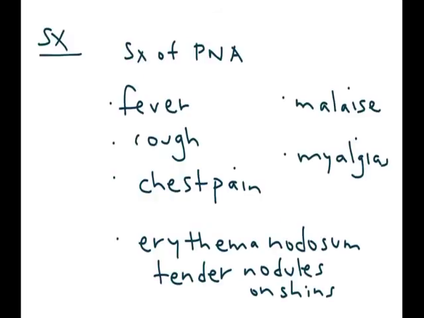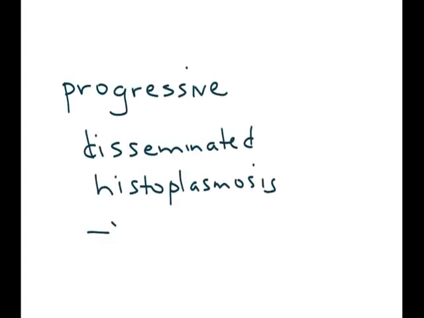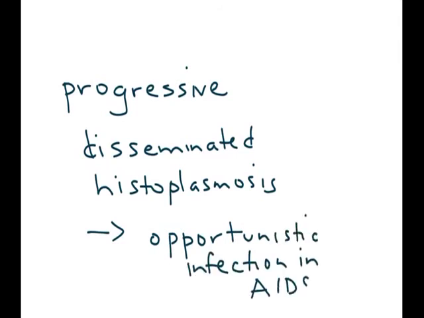And one final thing before I get into the diagnosis is that there is a disseminated type of histoplasmosis. It's called progressive disseminated histoplasmosis, and it occurs as an opportunistic infection in AIDS patients. So that is very important, actually, in the symptomatology of a person that is immunocompromised.